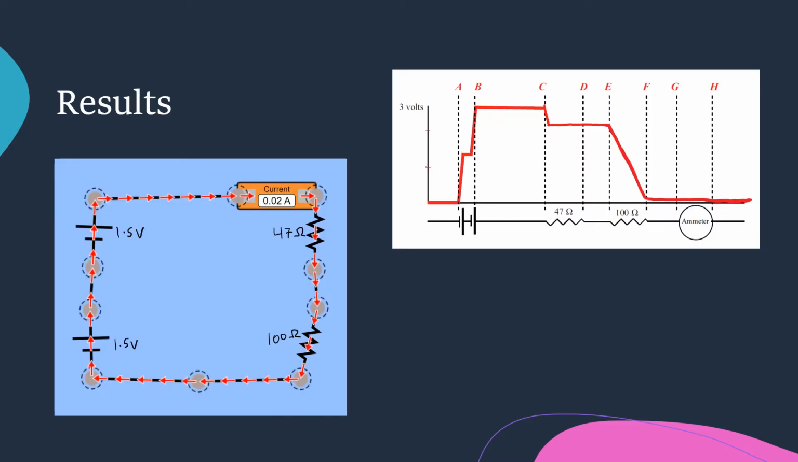So on the left, you see the circuit that I created. I found a consistent current of 0.02 amps no matter where you put the ammeter around the circuit, which makes sense as current should be constant in a connected circuit.